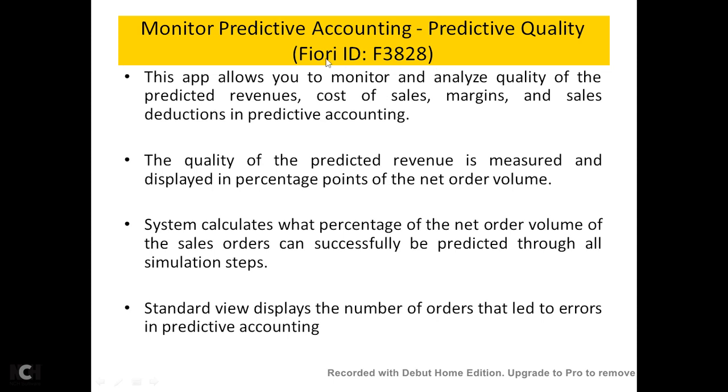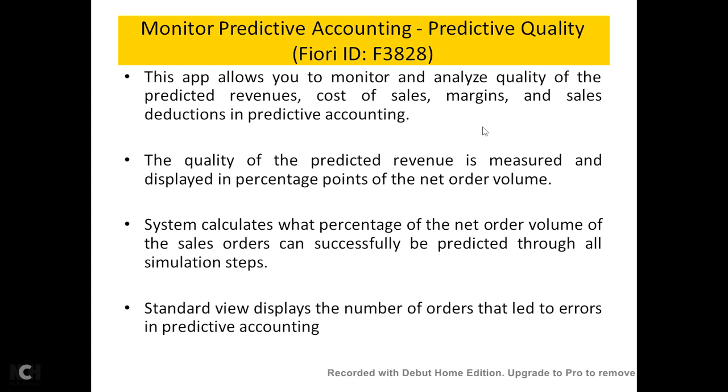So Fiori ID is F3828. In this app, it allows you to monitor and analyze the quality of the predicted revenues. What it does is check all the sales orders which have been created, and it also generates a percentage, like how much percentage of total sales order volume can be predicted.